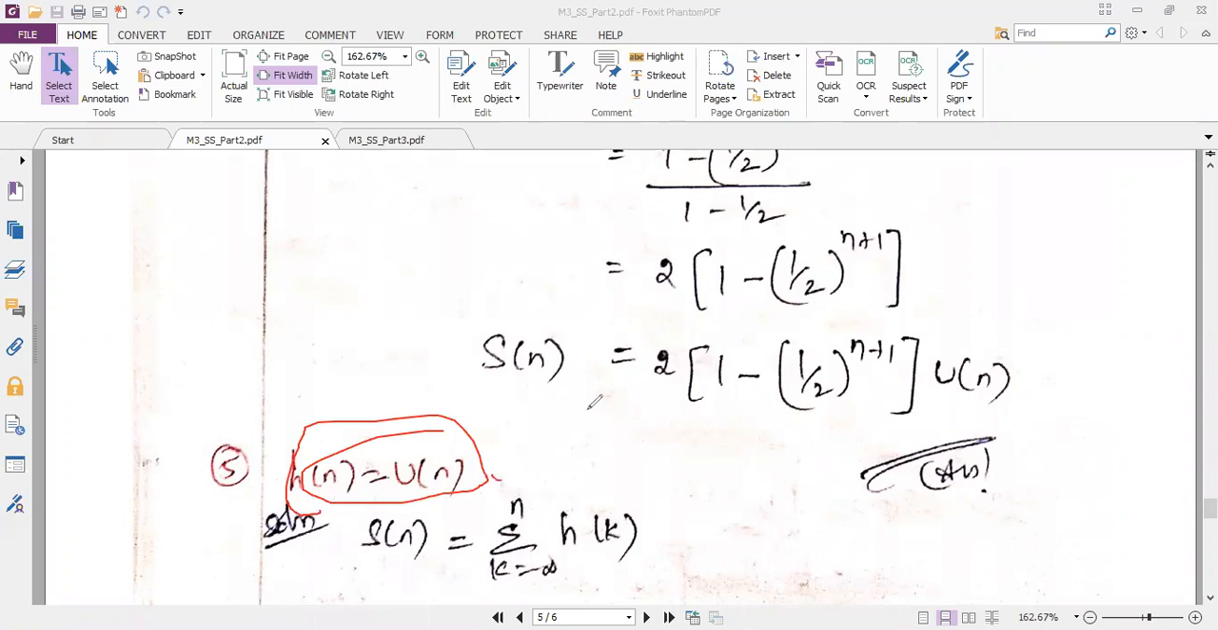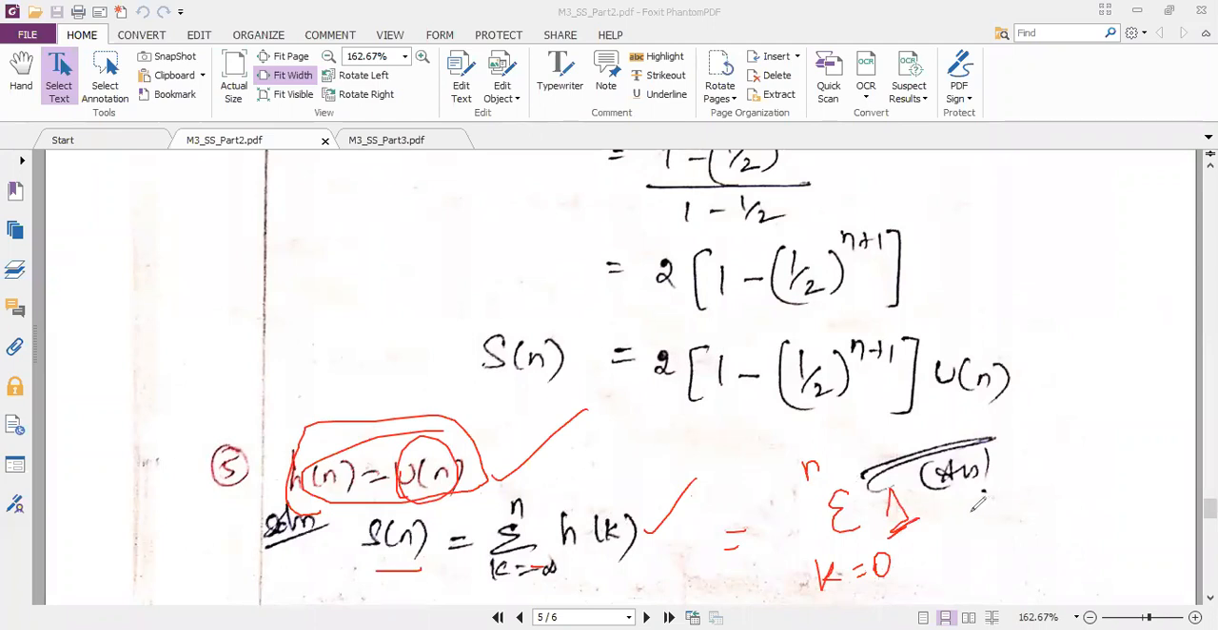So h of n is equal to u of n. So the formula is summation k equal to minus infinity to n of h of k. So originally what I will do, I will change the lower limit. Since unit step signal is given, lower limit is 0 up to n, and the unit step signal, the amplitude is 1, so I write 1 here.